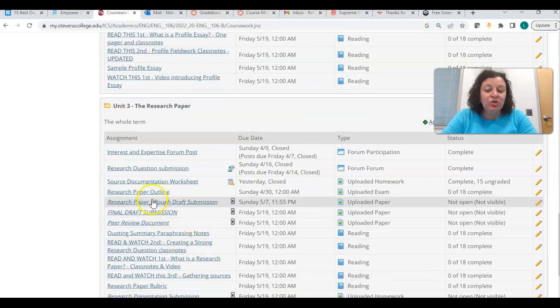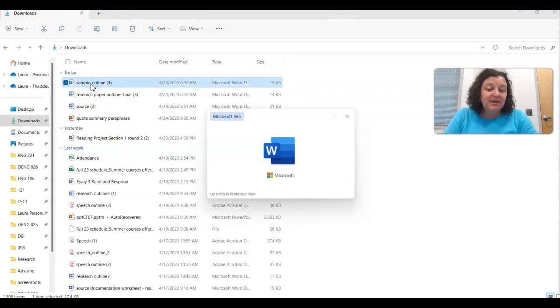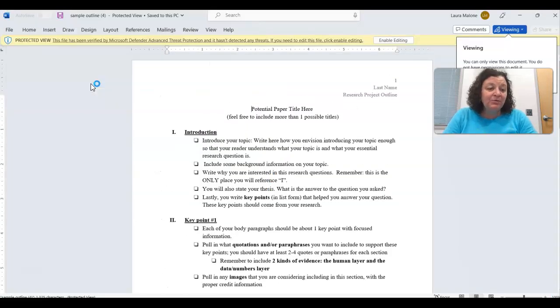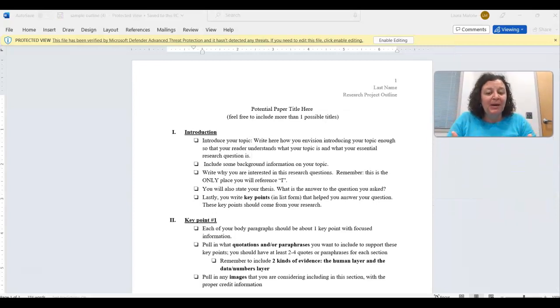If you choose the source one, I think it's called source or sample outline 4. I like this one the best. Some people like lines, they want to be able to write on lines, but I prefer this one. The reason why I like this one is because it tells you what to do, essentially. But you want to think of this paper as looking like a regular essay. You're just going to have more body paragraphs.